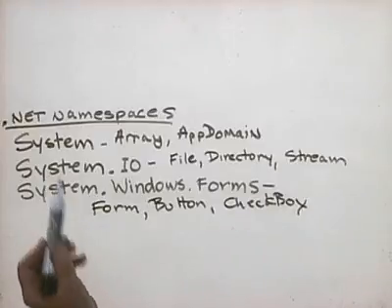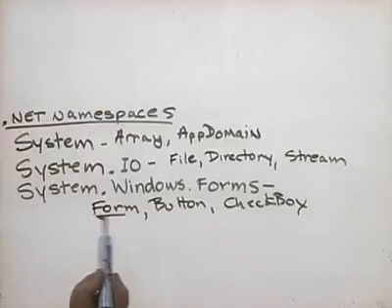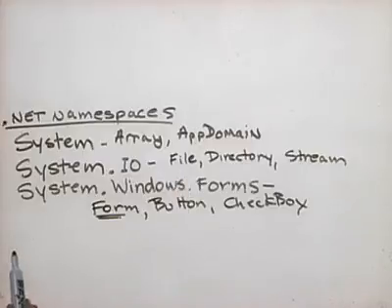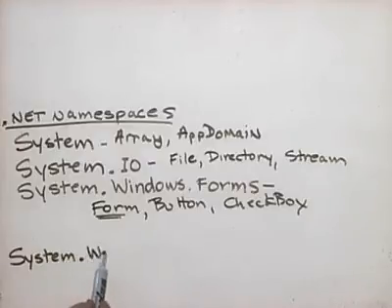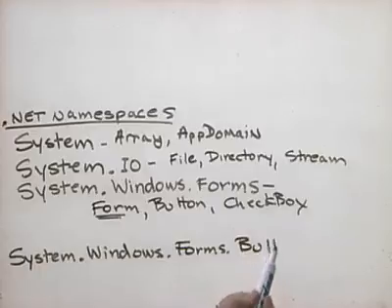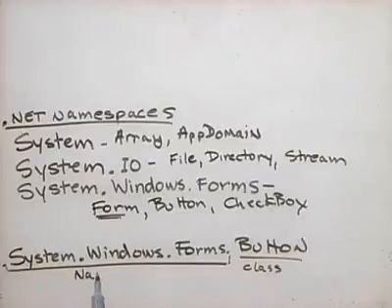By doing this, you've kept all of your classes into logical groups so that you can find them a little more readily. Don't forget that when you express a class like form or button or file, the namespace provides the fully qualified name of that class. So we would say the button class is contained in system.windows.forms namespace.